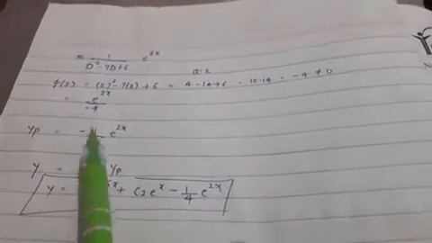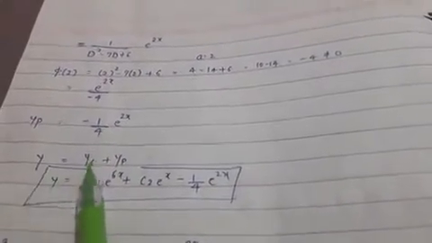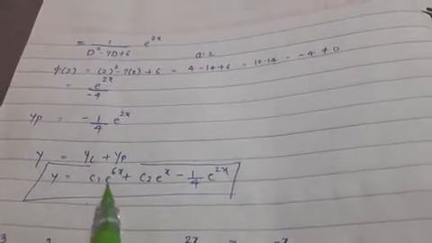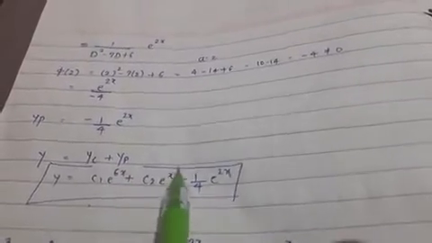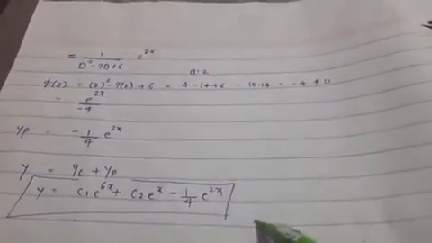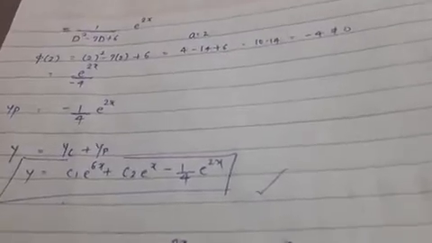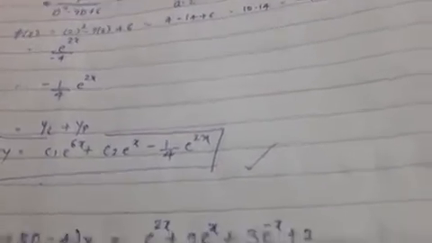So yp is equal to minus 1 by 4 e raised to 2x. The general solution y is equal to yc plus yp. So y is equal to c1 e raised to 6x plus c2 e raised to x minus 1 by 4 e raised to 2x. Now here is the case when phi of a is not equal to 0. Next is, now if phi of a is equal to 0.